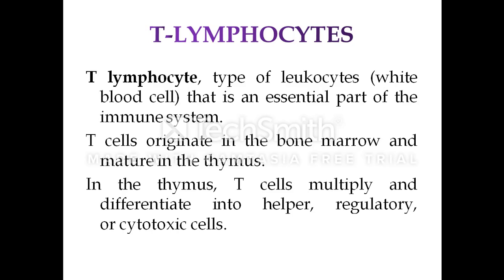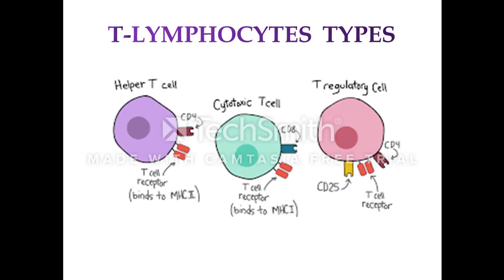In the thymus, the T cells multiply and differentiate into helper T cells, regulatory T cells, or cytotoxic T cells. So, the different types of T lymphocytes include the helper T cells, cytotoxic T cells, and regulatory T cells. These differ in their receptors and their function.